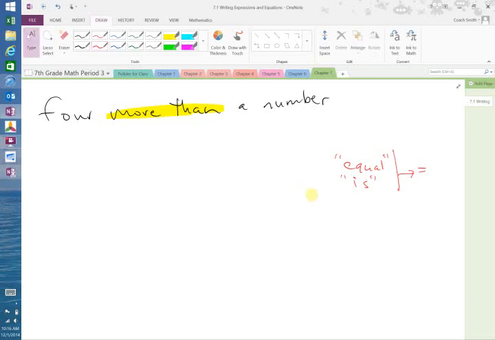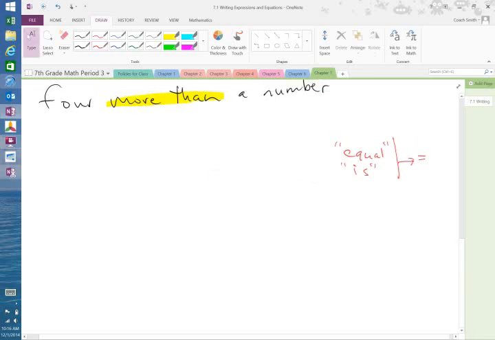So basically then all I have to do is just translate the words. The word four means 4. The words more than mean addition. A number means x. So 4 plus x. And that would be your answer. That's your variable expression for that specific sentence.